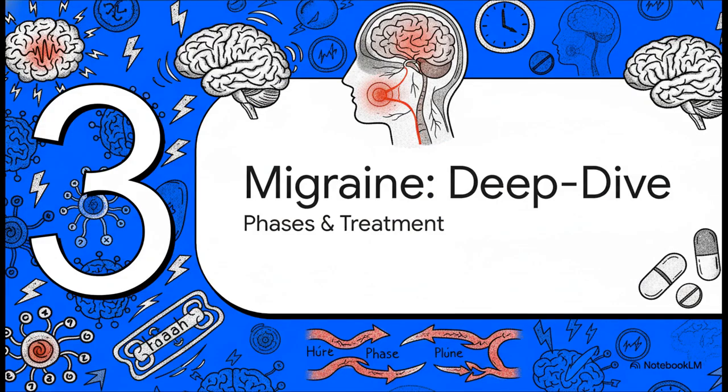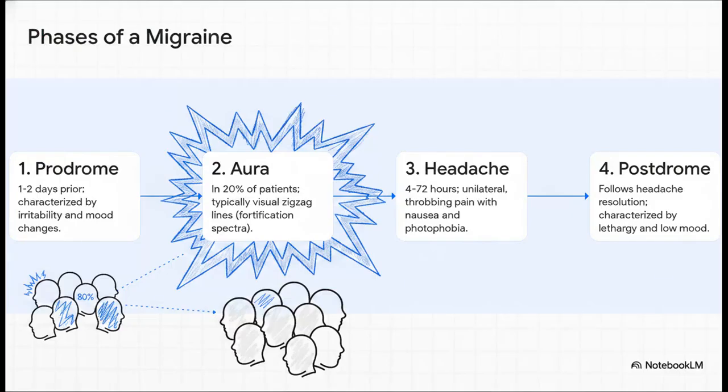All right, let's zoom in on migraine now. It's a really complex neurovascular condition that actually happens in distinct phases. Getting a handle on this progression is absolutely key to making the diagnosis. You see, for about 20% of people, they get what's called an aura before the headache hits. We call that classical migraine. The other 80% don't get an aura, and that's just called common migraine. And that classic visual aura with the zigzag lines, it's got a great name, fortification spectra.